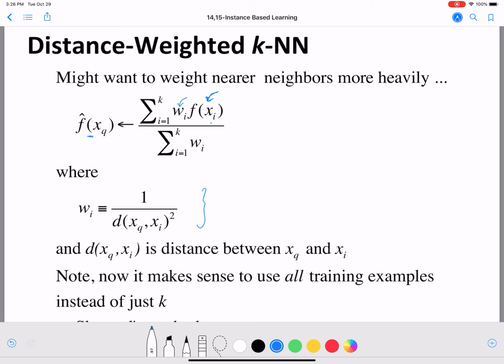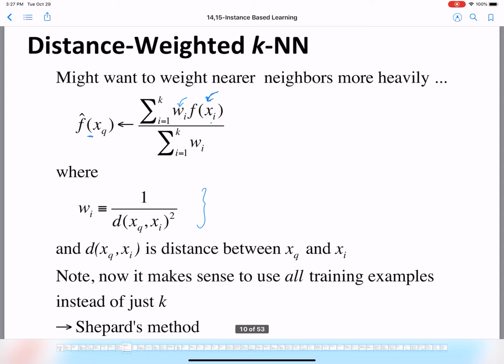Now, in the distance weighted KNN, we can still limit our number of k to 10, or maybe we can increase it now to 100 or so. We can also use all the instances instead of just k. That's called the Shepherd's method. It's called the Shepherd's method if we use all the training examples. But we can typically use a greater value of k without really hurting the performance of our test at test time.